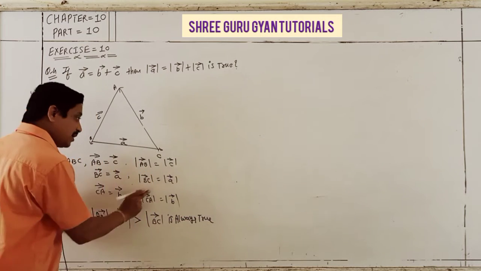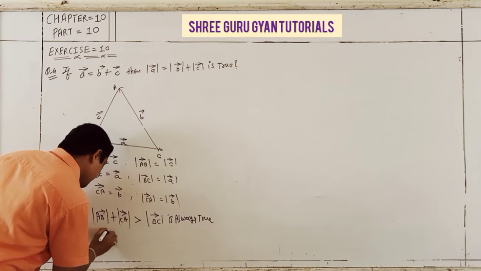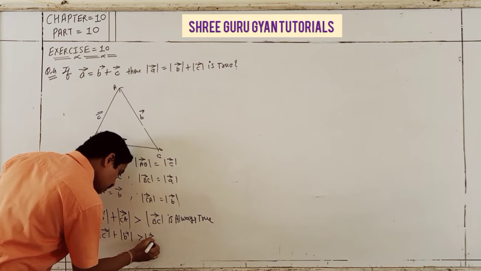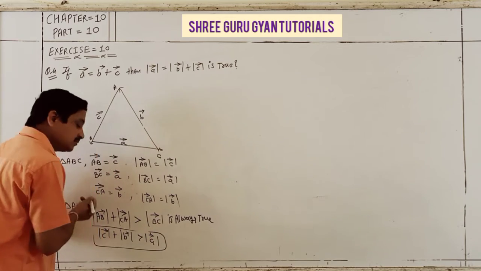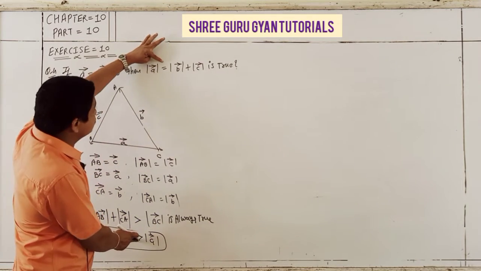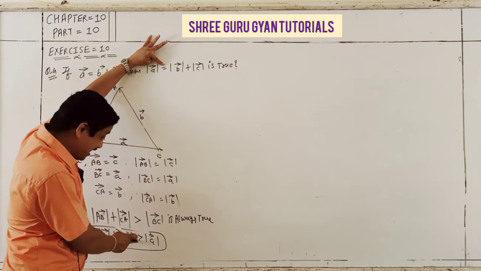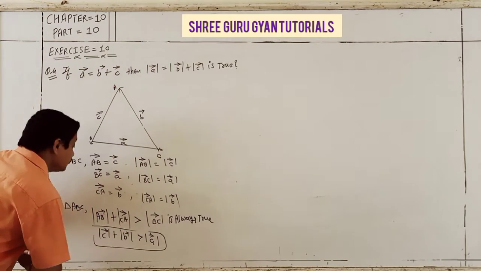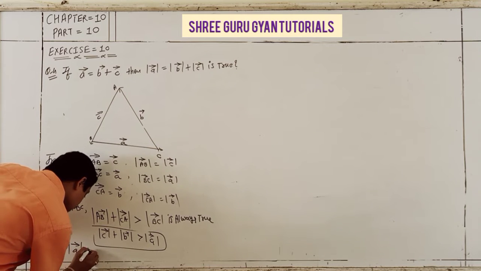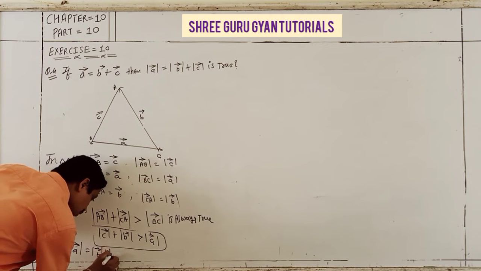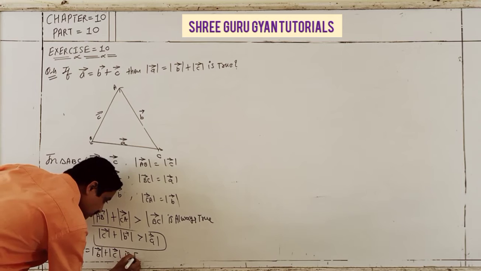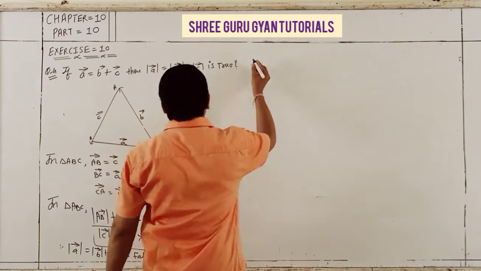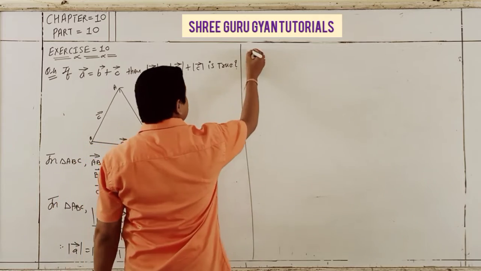So what is the AB magnitude? AB magnitude is C, here B and here A. It means the given statement is false. In your data, it is printed as equal to, but I will prove greater than. Therefore modulus A is equal to modulus B plus modulus C is false. Actually, greater than would be correct.